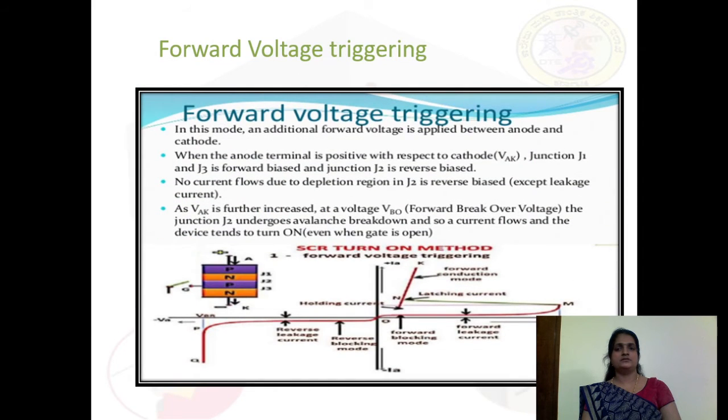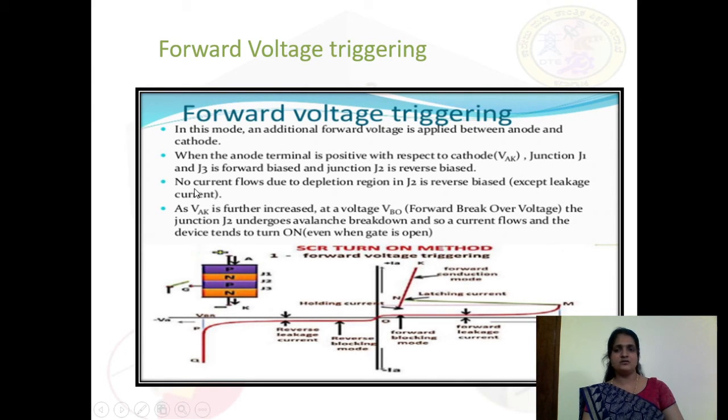There are different types of triggering. In that, forward voltage triggering is a mode in which an additional forward voltage is applied between the anode and the cathode. If the anode terminal is positive with respect to the cathode, VAK, J1 and J3 will enter into forward bias and junction J2 will be reverse biased. This is the same as what we discussed in the previous sessions.